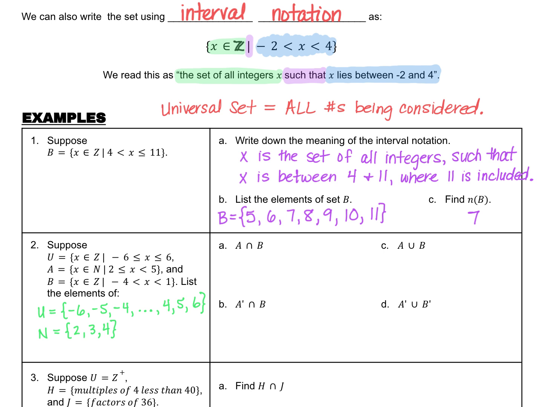And then finally, B is the set of all integers. Excuse me, let me change that. This shouldn't be an N, it should be A. Then we know B is the set of integers between -4 and 1, not including those values. So we're going to have -3, -2, -1, and 0. For part A, it says find the intersection of A and B. The intersection of A and B is an empty set because they have nothing in common.